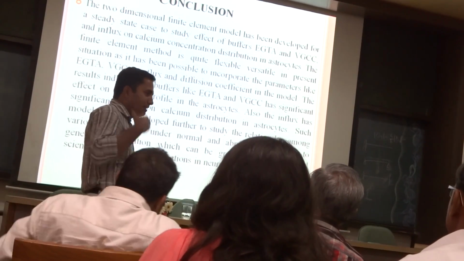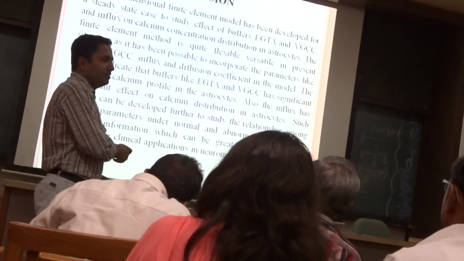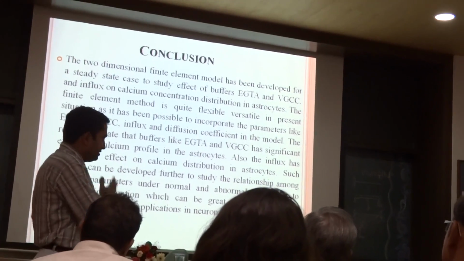Due to this, our nerve impulse goes from one cell to another. Buffering is for the allied cells. That's why. This is the conclusion.